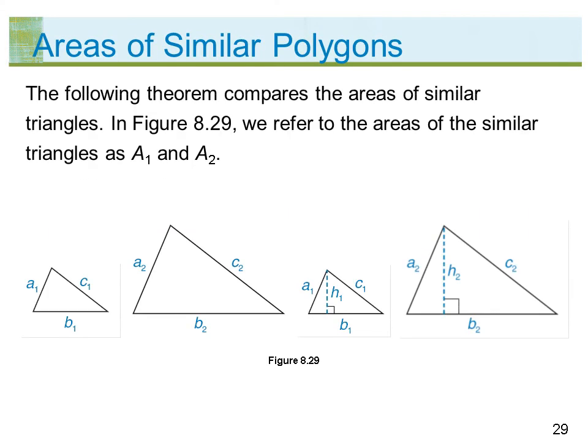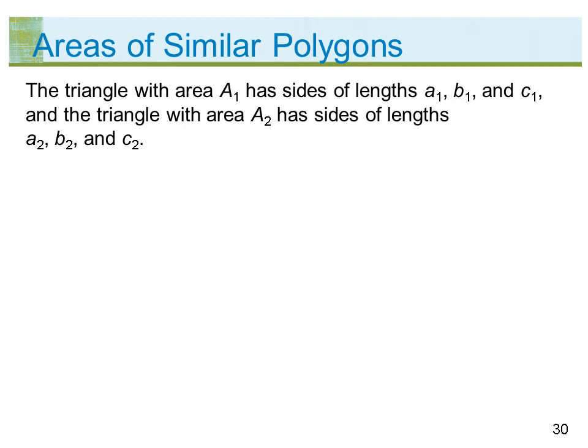The following theorem compares the areas of similar triangles. In Figure 8.29, we refer to the areas of the similar triangles as A sub 1 and A sub 2. The triangle with area capital A sub 1 has sides of lengths a sub 1, b sub 1, and c sub 1, and the triangle with area capital A sub 2 has sides of lengths a sub 2, b sub 2, and c sub 2.